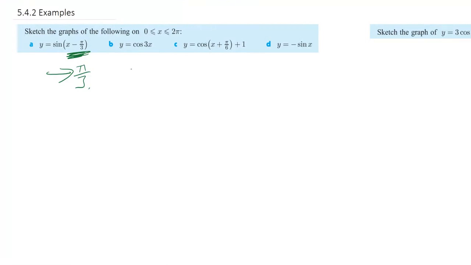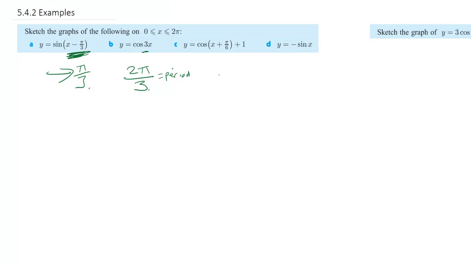Now, if we look at b, we're going to take the original cosine, and what will this number do? It is going to affect the period of the graph, or the time it takes to repeat itself. The original is usually 2 pi, but now we're going to divide that by 3. So the new period is going to be 2 pi over 3.